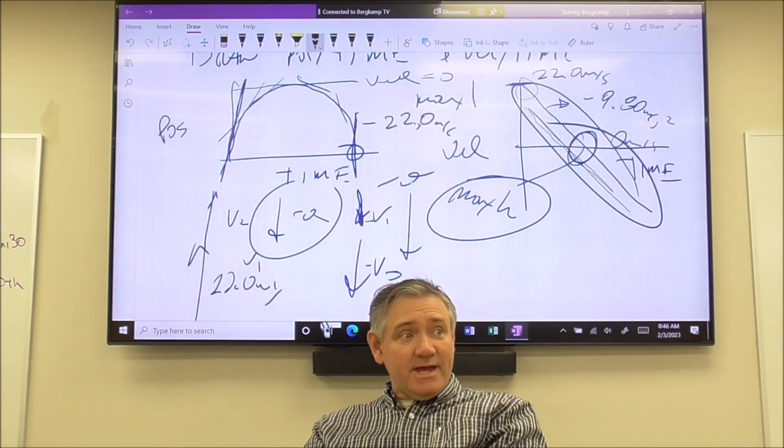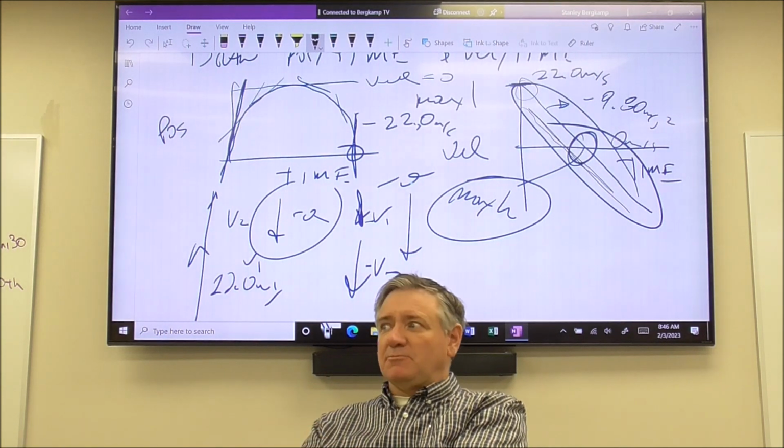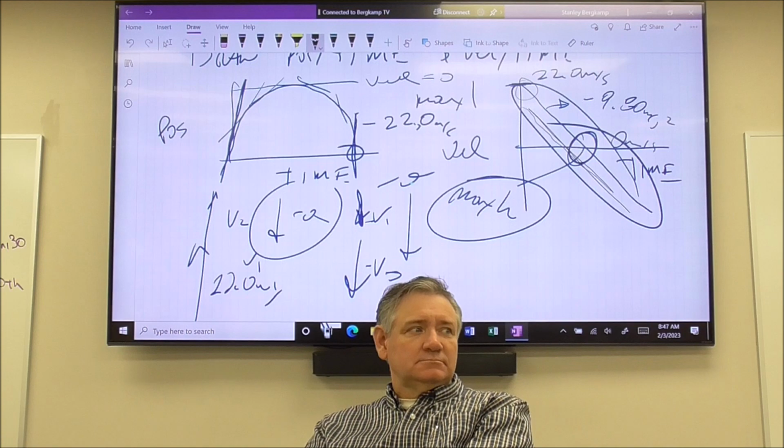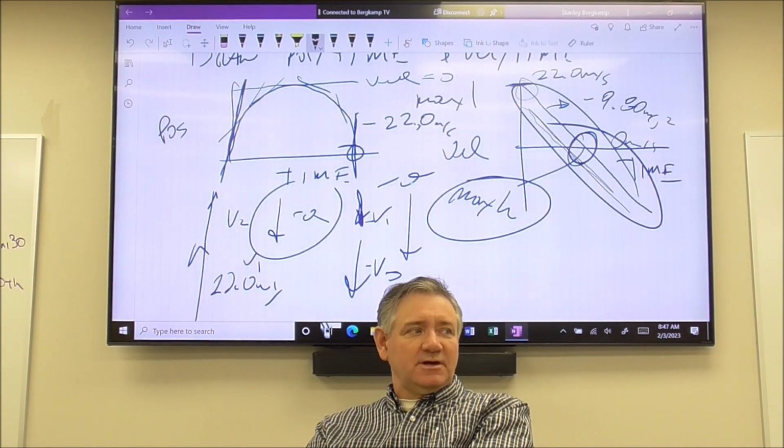Now, is it going to take more force to throw Gary, or excuse me, to throw Hank? Oh yeah, a lot more force. It's going to be harder to throw Hank, because Hank has a lot more mass.